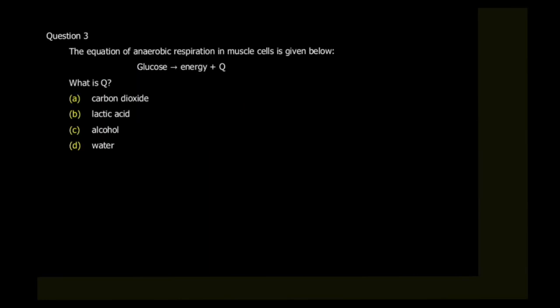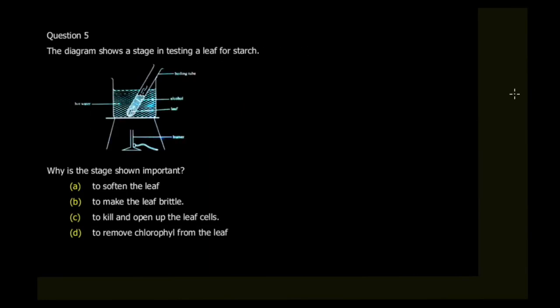Question 5, what does it say? The diagram shows a stage in testing a leaf for starch. So we have this diagram, and what's the stage? Why is the stage shown important? So just a little bit of background. You see here, this one is called a water bath. It's a very common setup in the chemistry lab.